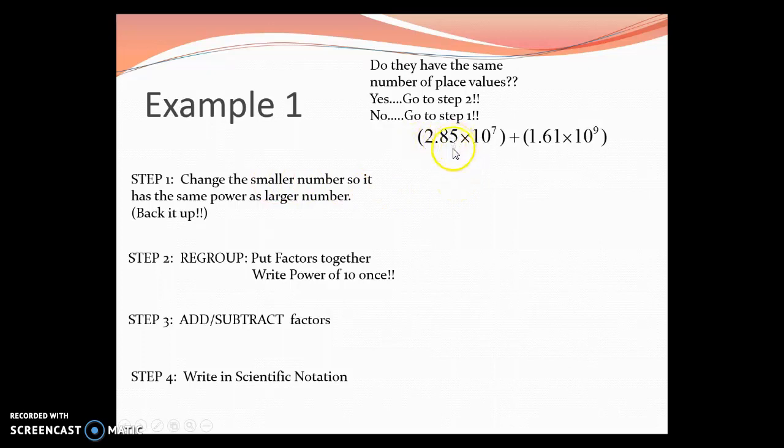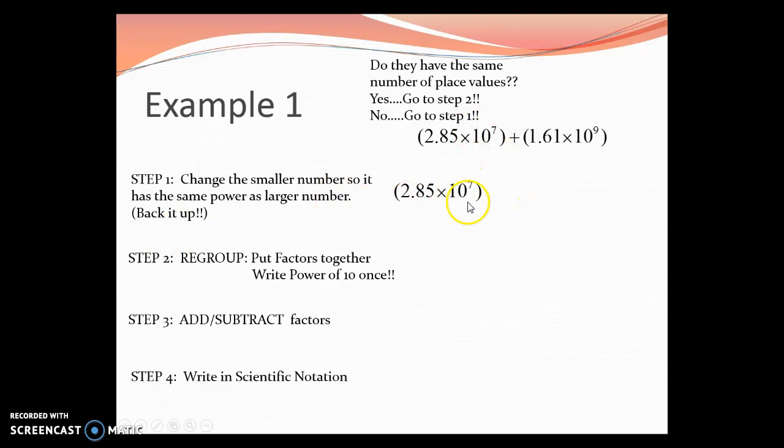I don't want you to look at just the a value or just the factor. You need to look at the exponent, just like we did on that last quiz about population sizes. The smaller exponent is the smaller number when both numbers are in scientific notation. So this is the smaller number, and we're going to change it so this 7 becomes a 9, and we want to think back it up. When we back up the decimal point, we're actually adding to the exponent. Back it up.